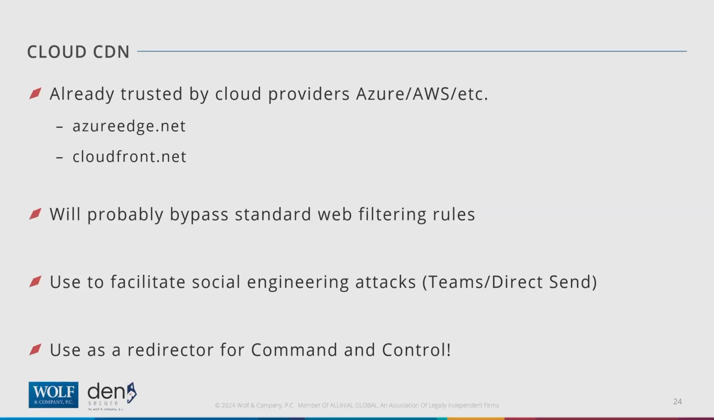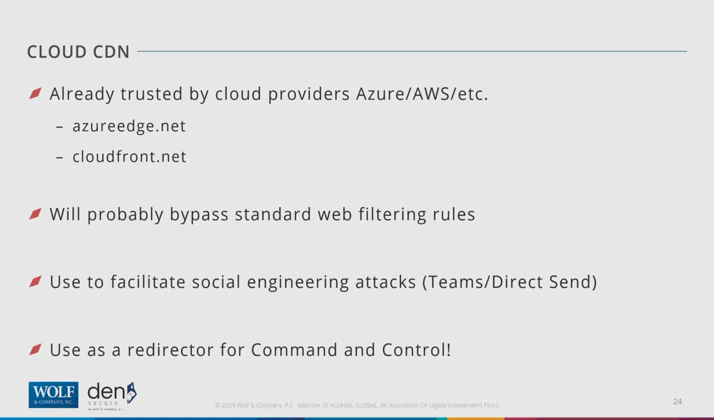So I could spin up the default AzureEdge.net CDN. I could use a CloudFront.net CDN. And most of the time, these are already enabled and authorized by your web filter tool because they're trusted. They're trusted entities. You're going to get the lock icon within Google Chrome. You get a TLS certificate already complete. So a lot of that setup is already done for you.